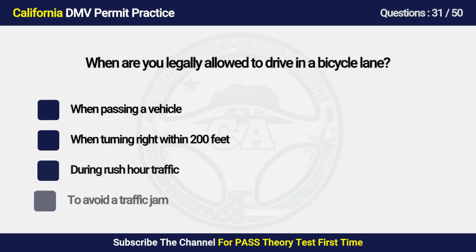Question 31. When are you legally allowed to drive in a bicycle lane? A. When passing a vehicle. B. When turning right within 200 feet. C. During rush hour traffic. D. To avoid a traffic jam.